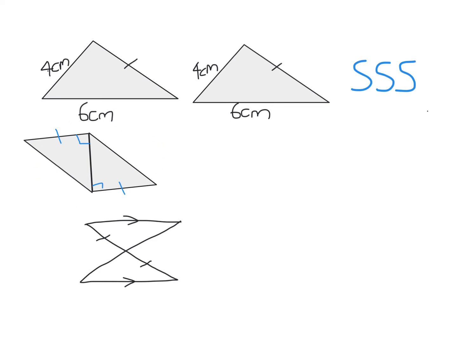So let's look at these two triangles here. We have 1 here, 1 here. Both have a right angle. We have an equal side, and this side is common.